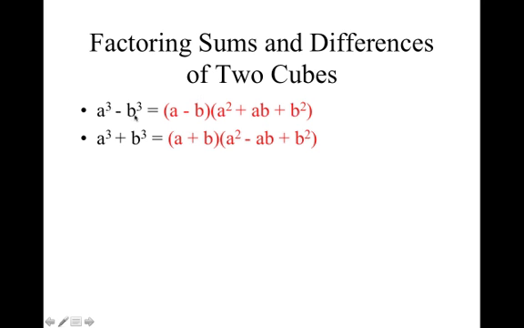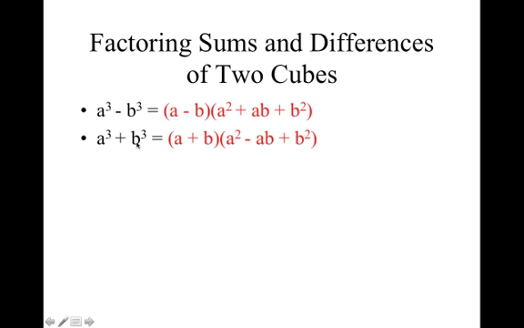You've got a minus in the unfactored form, the A cubed minus B cubed form. You start off with a minus in your little binomial factor, and then everything else is going to be plus. And it's going to be A squared, AB, B squared.